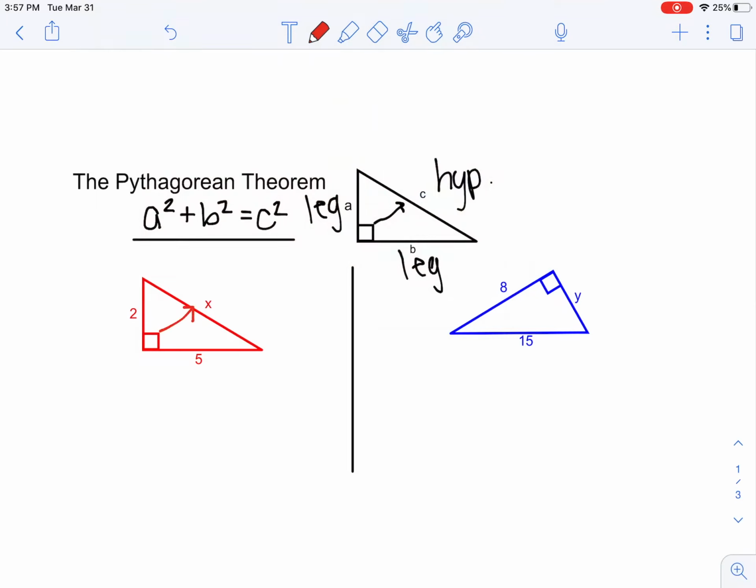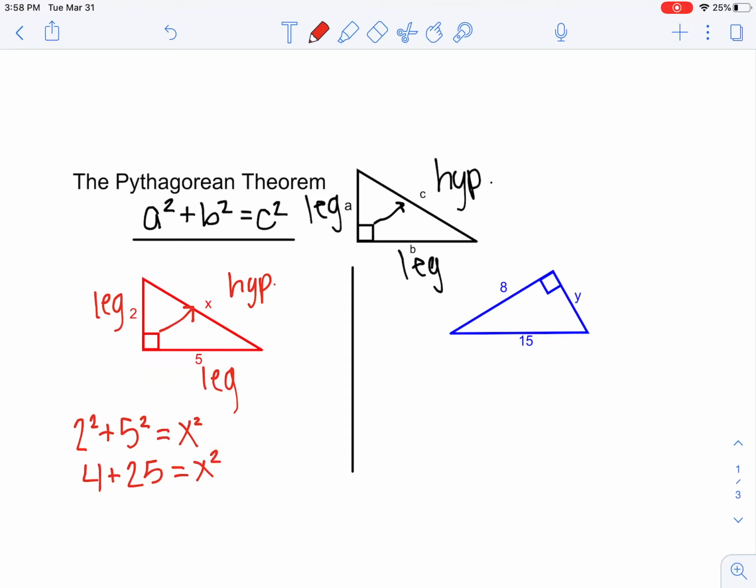So I know my hypotenuse is across from my right angle. So that means x is representing my hypotenuse, and then one of my legs is 2, and the other leg is 5. So if I use the Pythagorean theorem, I can say that 2 squared plus 5 squared equals x squared. 2 squared is 4 plus 5 squared, which is 25, equals x squared.